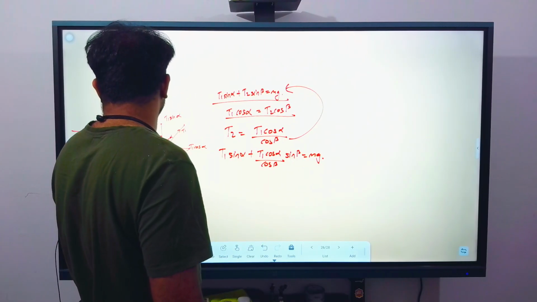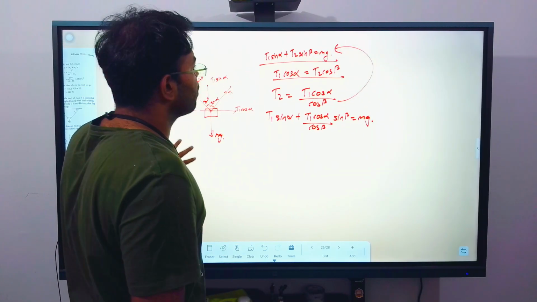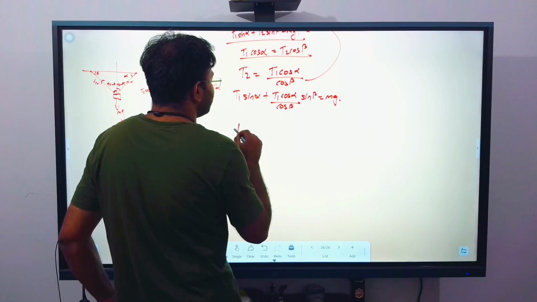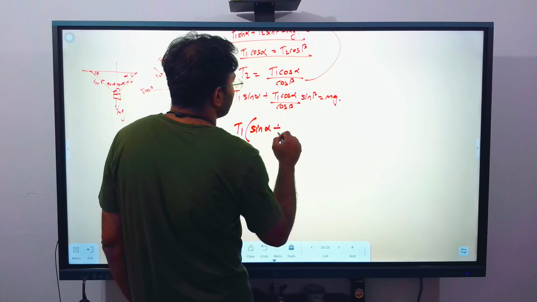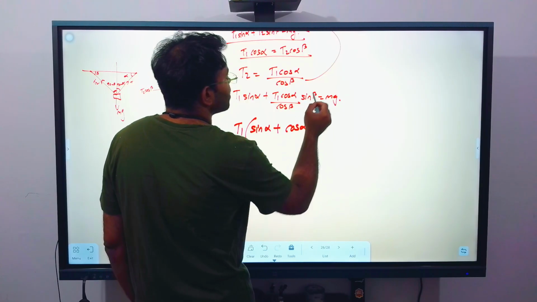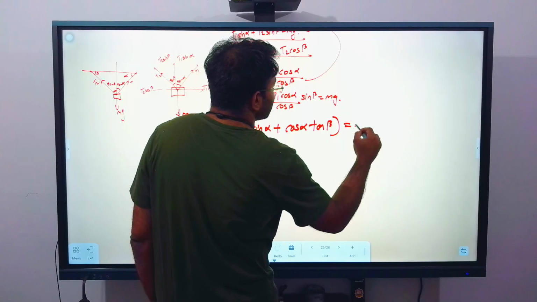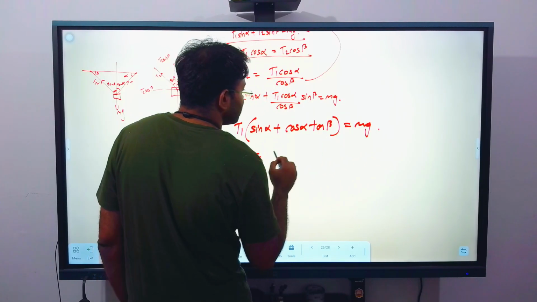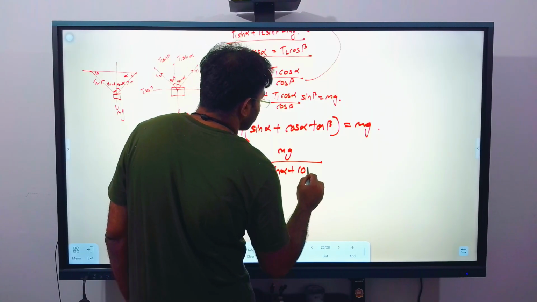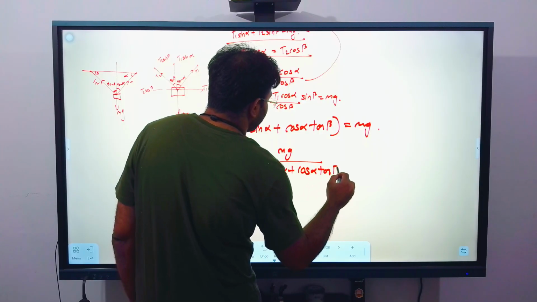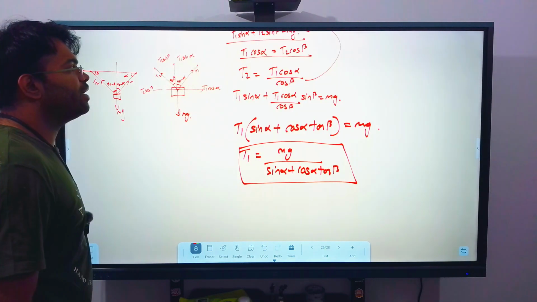Have they given us the values of alpha and beta? No degrees, right? Nothing has been given. So what do you get? I'm taking the value of T1 out. T1 times sine alpha plus cos alpha, sine beta upon cos beta is tan beta, is equal to mg. Therefore, T1 is equal to mg upon sine alpha plus cos alpha tan beta. This is the value of tension T1.